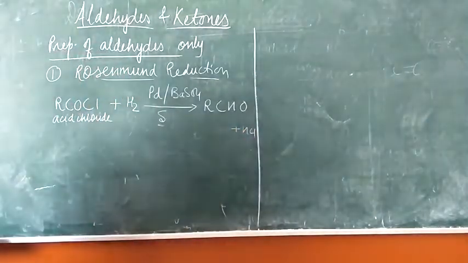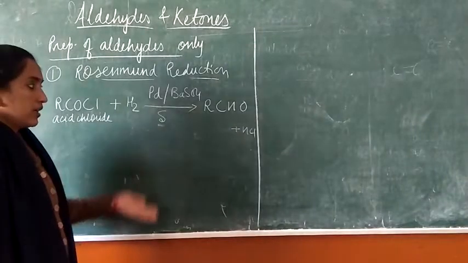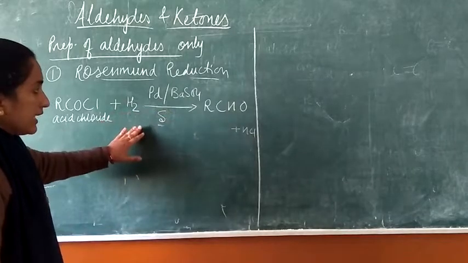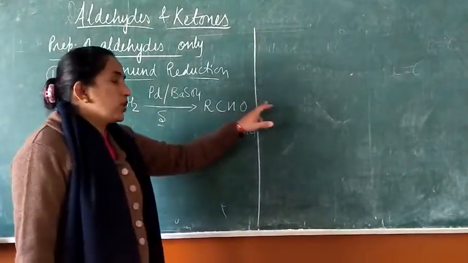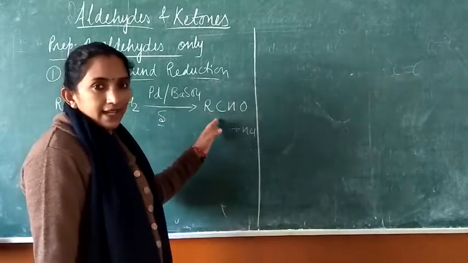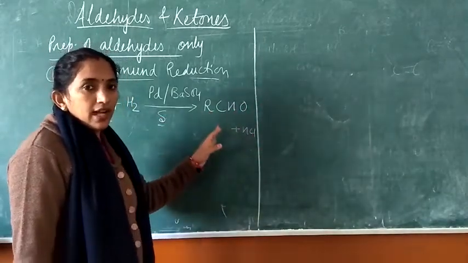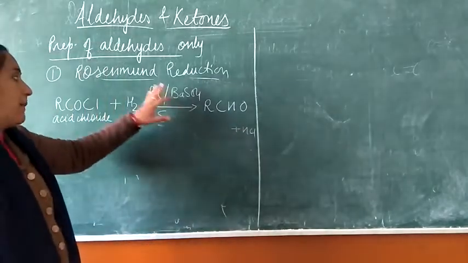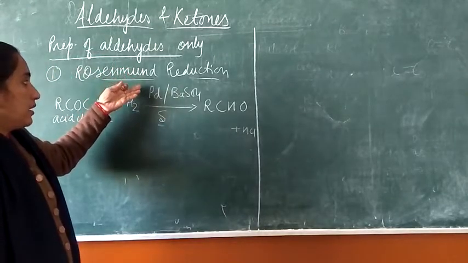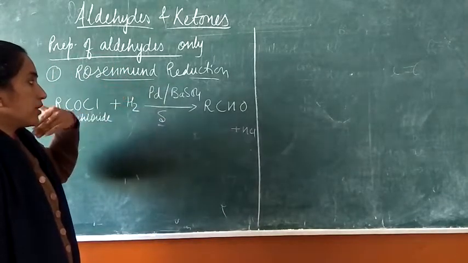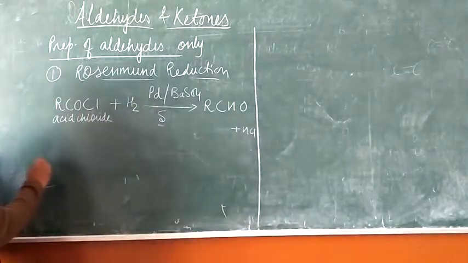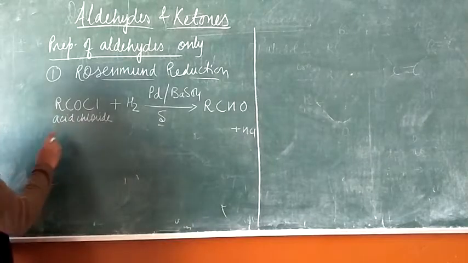Now students, a question can come in your mind: why are we using sulfur here and what would happen if we haven't taken sulfur? If there was no sulfur here, this process will continue ahead and we will get the alcohol form. But we want to obtain the aldehyde. So we have to stop the reaction here only by limiting the efficiency of this catalyst, palladium dissolved in barium sulfate, by adding sulfur or quinoline. So this is one of the name reactions.